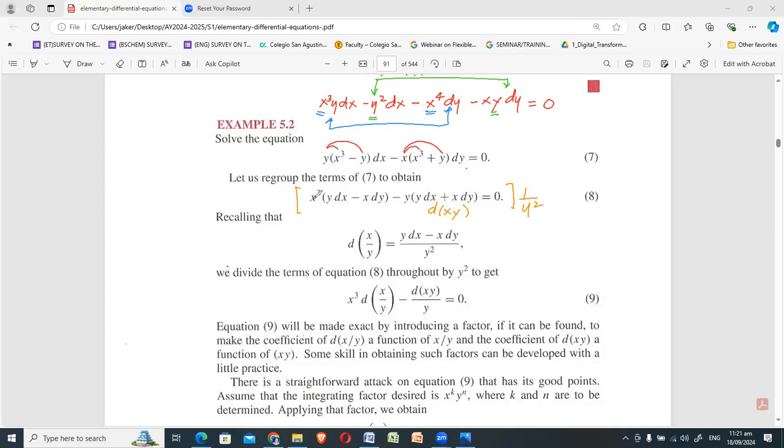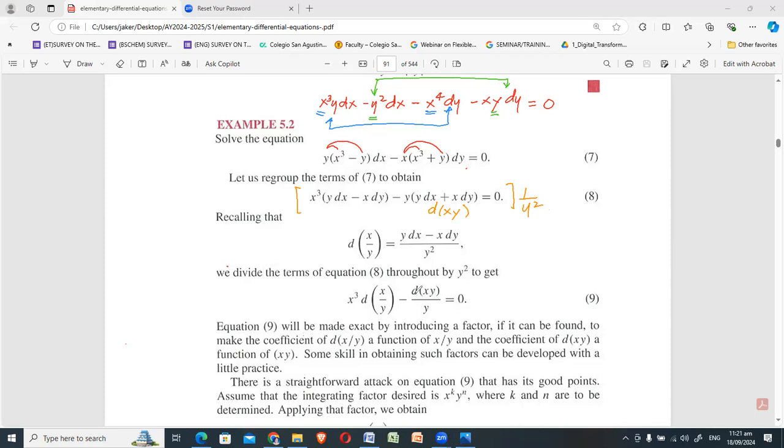So you will have x cubed and the d of x over y now, because you have already introduced y squared here. And this one is still the d of xy. Your negative y over y squared will be 1 over y. You still have the negative though.